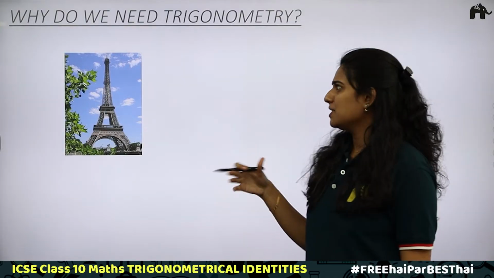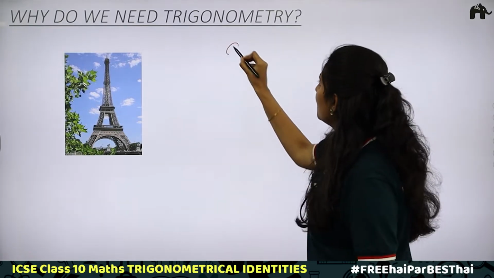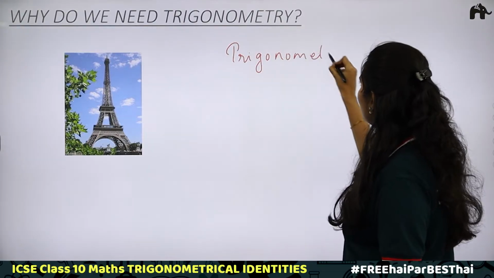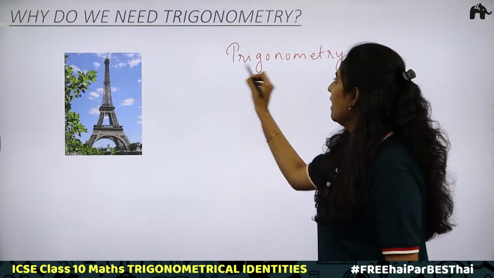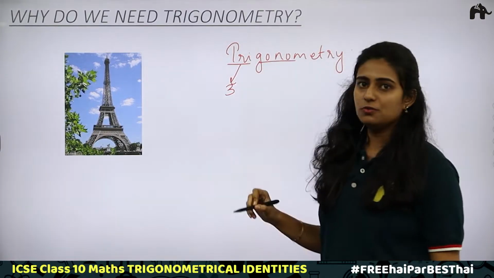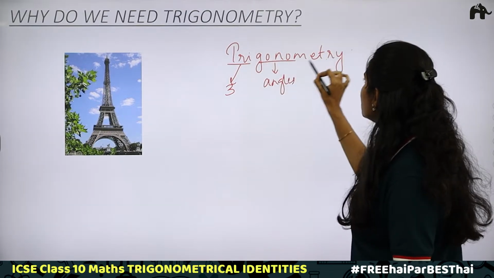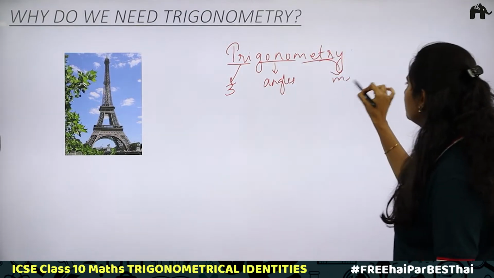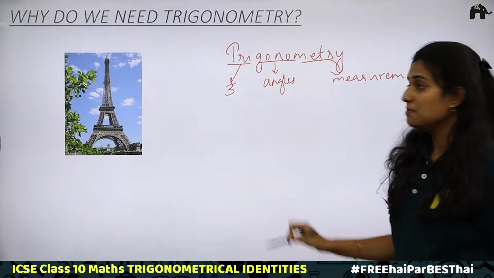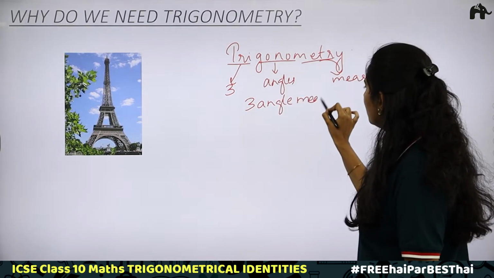Before going into the chapter, why do we need to study trigonometry? Now, what is trigonometry? Trigonometry. Tri means 3. Gono means angles. And metry is the measurement. So, trigonometry is nothing but 3 angle measurement.